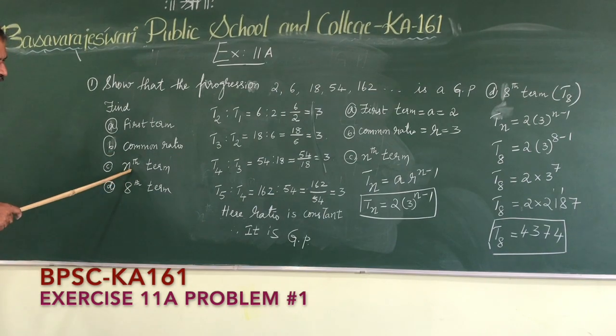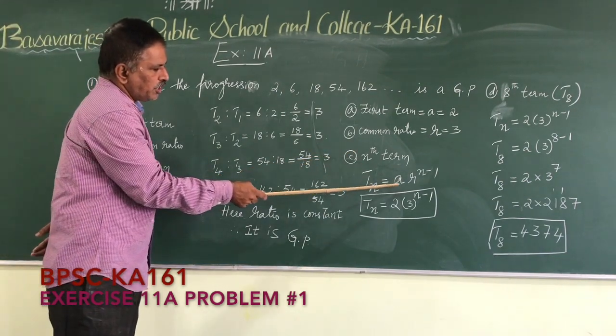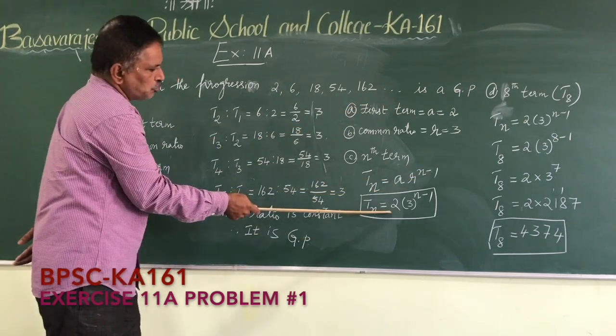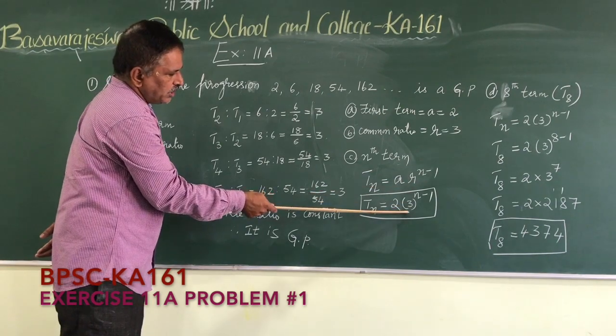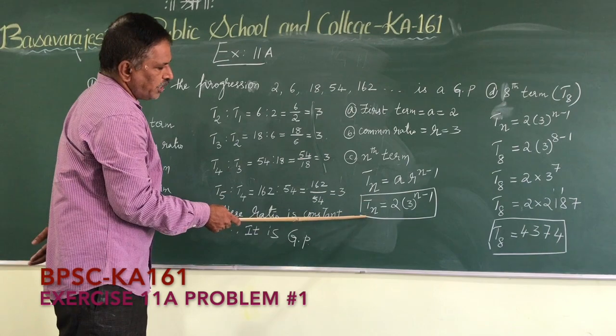The next one is the nth term. To find the nth term, we have to use the formula Tn is equal to A into R to the power of n minus 1. A we know it is 2. R is 3. The n value we don't know, so we will write it as it is, n minus 1. So this is about the nth term.